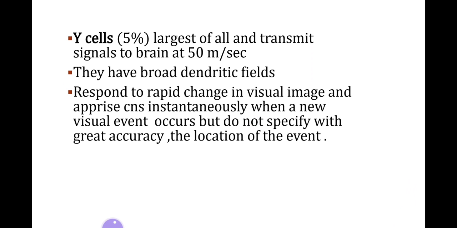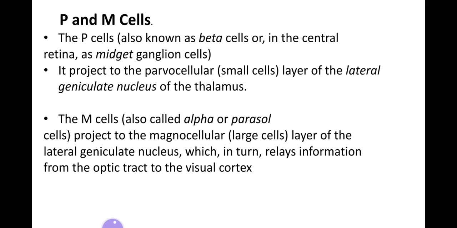Next, Y cells. They are present in only 5% and are the largest of all, and transmit signals to the brain at 50 meters per second. They have a broad dendritic field. They respond to rapid change in the visual image and appear instantly when a new visual event occurs, but do not specify with great accuracy the location of the event, as they have a broad dendritic field.